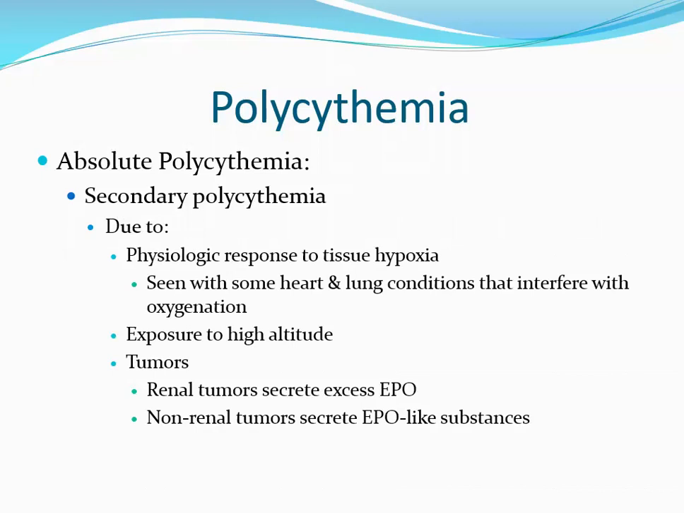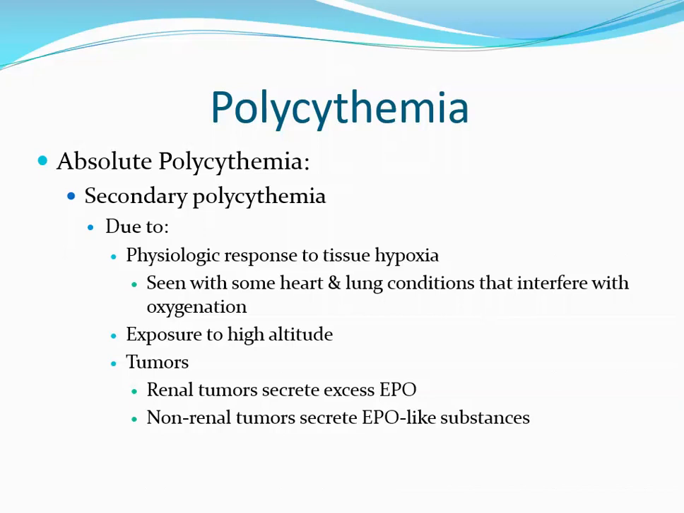What could cause this? It could be a physiological response to tissue hypoxia associated with certain lung and heart conditions that interfere with the normal oxygenation of the blood. So the tissues aren't getting the oxygen supply they need. This will trigger an increase in the production of red cells. Exposure to high altitudes. When we travel to places of a higher altitude, there is less oxygen in the air, and this will make the body feel hypoxic and will lead to an increased production of red blood cells.